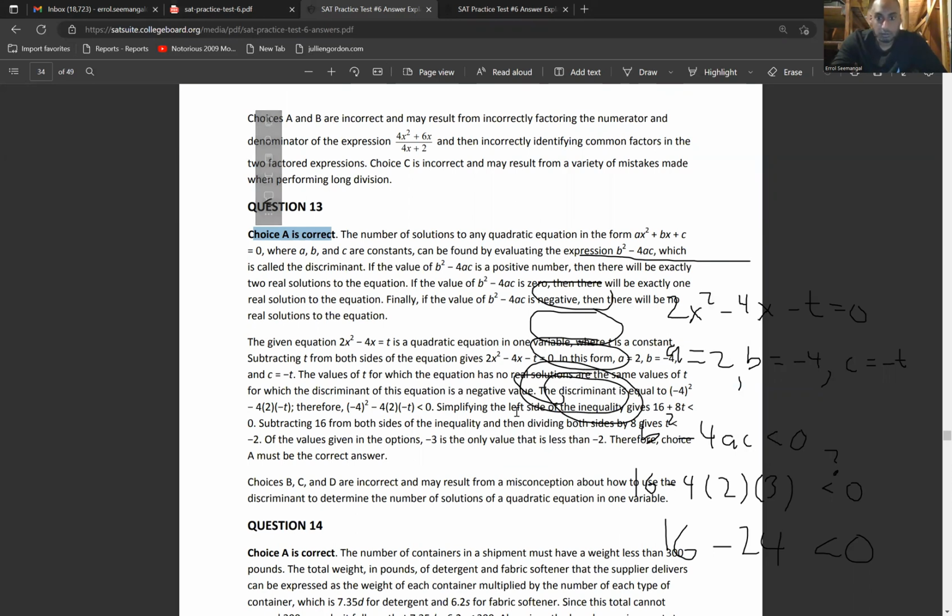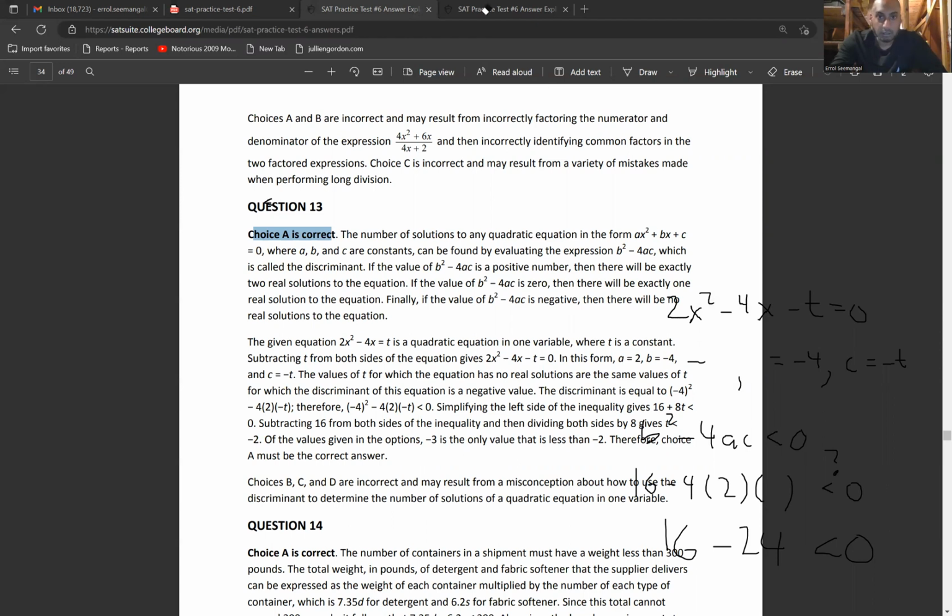What do we do wrong there? The number of solutions, any quadratic in that form, where B can be found. If the value of that is negative, then there will be no real solutions. Isn't that what we want? We want B squared minus 4AC to be negative. Simplifying the left side of the inequality, subtracting. Okay, they didn't plug it in. They left this as t.